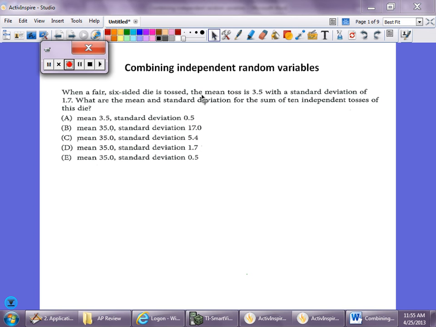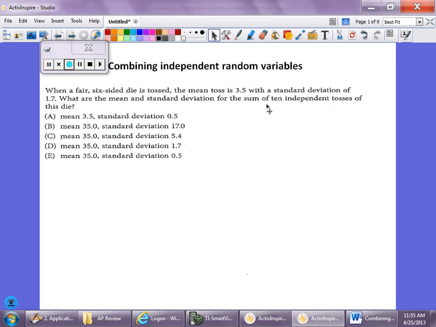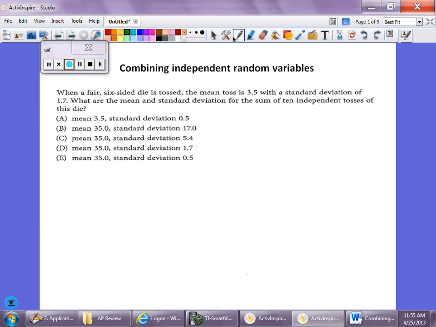It's a multiplying by 10, okay, which is a little bit confusing because the sum of 10 leads us to thinking of addition. But they're really saying repeat this trial 10 times. So it's a multiplying by 10, so we want to think about what changes when we multiply.